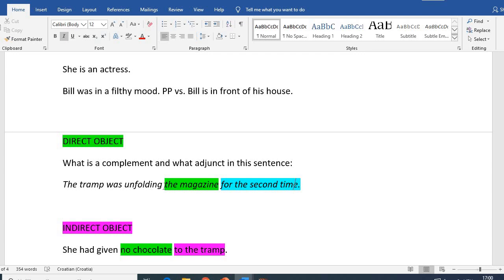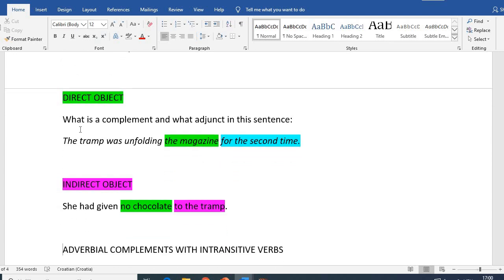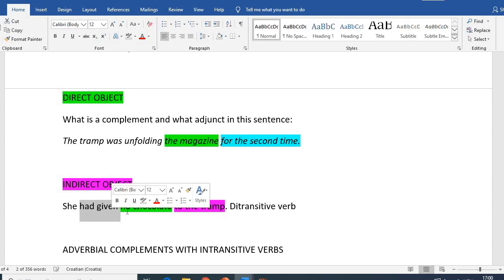Okay, so we have two complements here, but not two transitions. So let's say a typical ditransitive would be, okay, we have this example. So this is the ditransitive verb, because we have, she had given what? No chocolate. And then she had given to whom? To the tramp. So two transitions from the verb to give, or had given in this case.